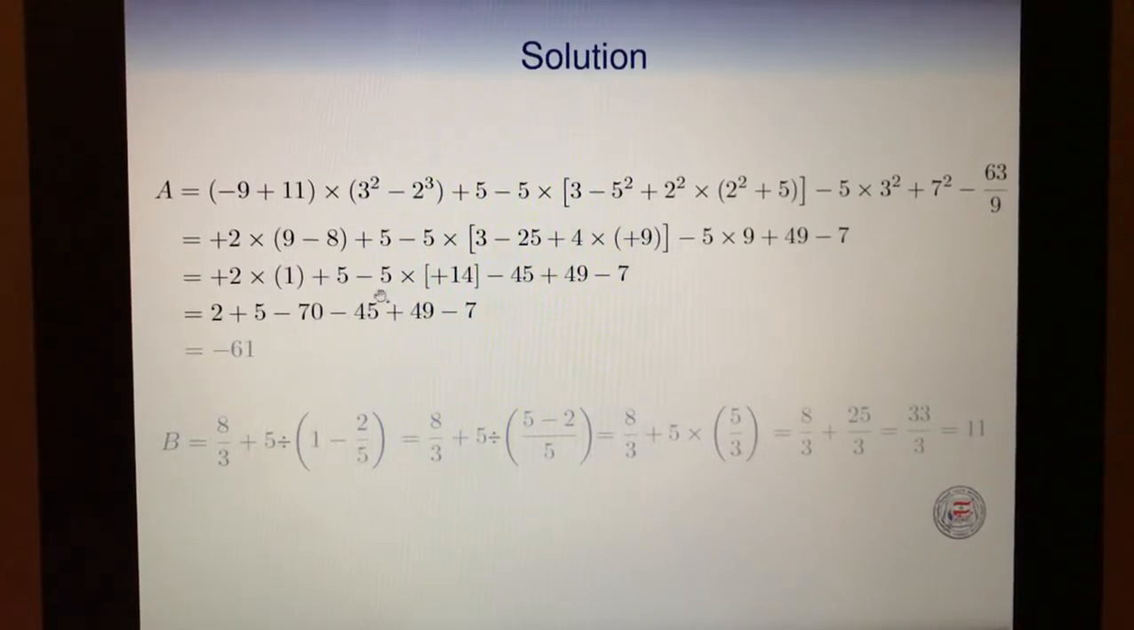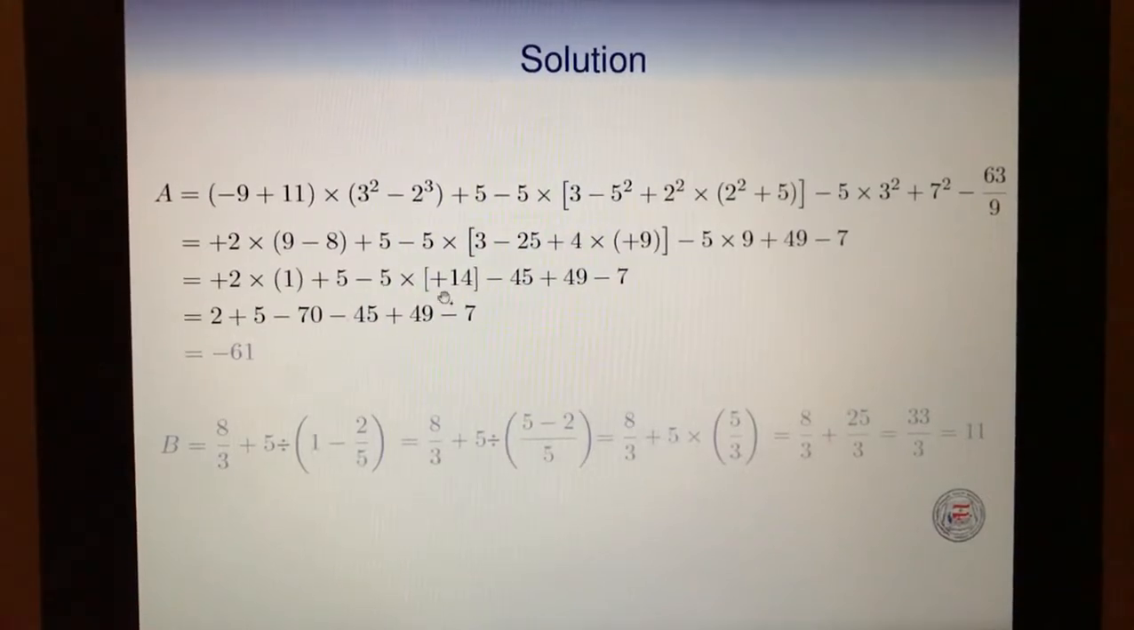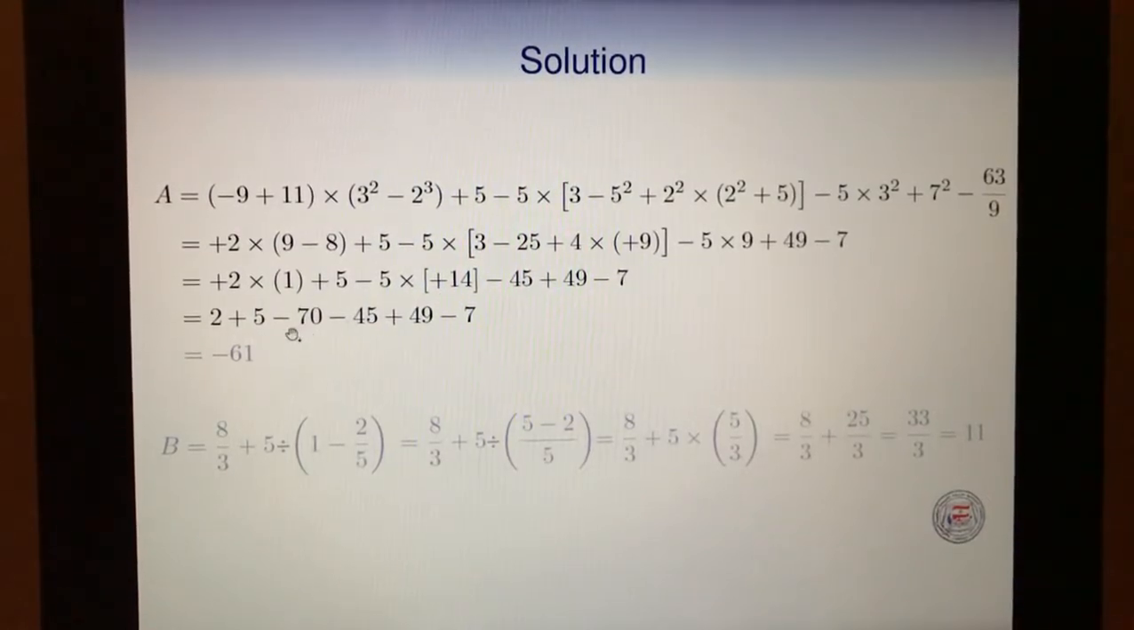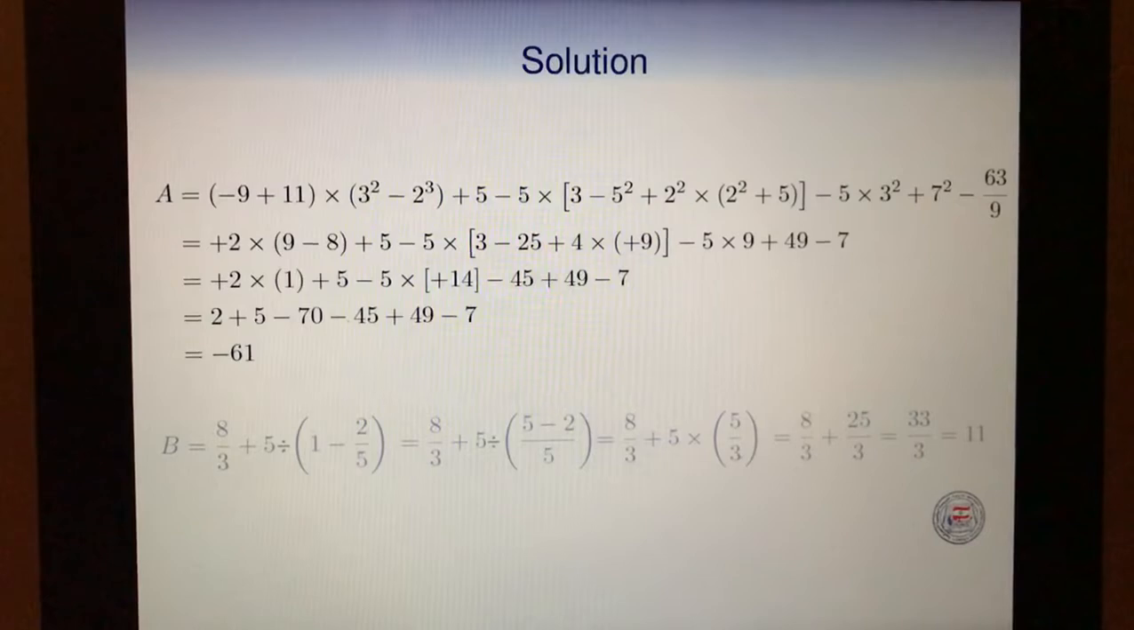We do the multiplication first. So 5 remains the same. Then minus 5 times plus 14 is replaced by minus 70. Minus 45 plus 49 minus 7. And then the answer is minus 61.